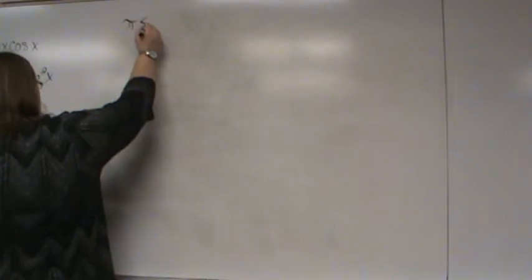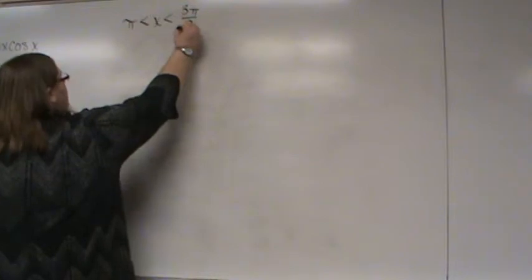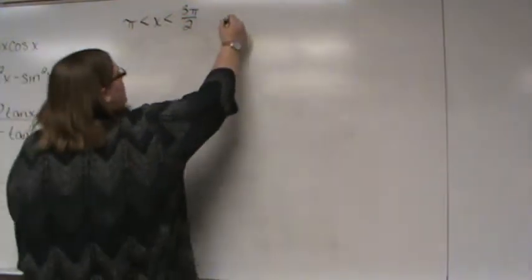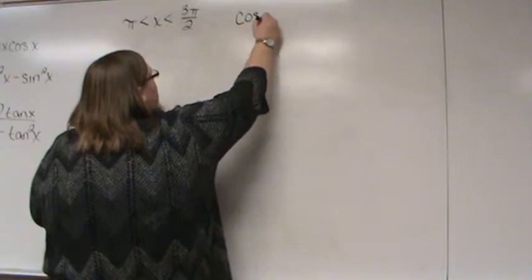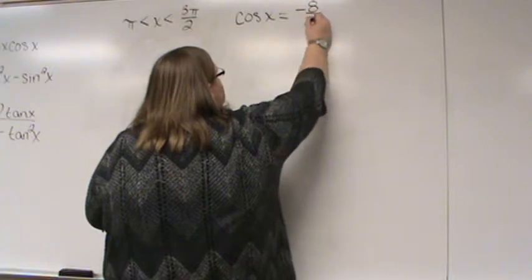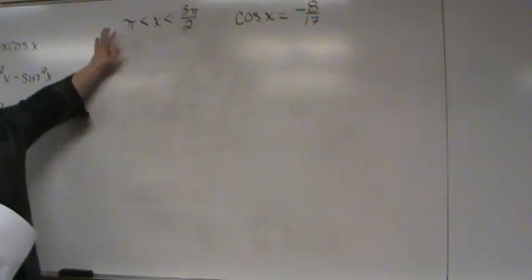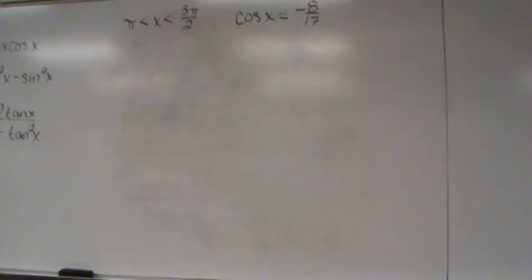So example 1 says if some angle x is between pi and 3 pi over 2, and the cosine of that angle equals -8 over 17. Then we're asked to find the sine of 2x, cosine of 2x, and the tangent of 2x. So this should look kind of like the last 2 problems on the test that you took yesterday.